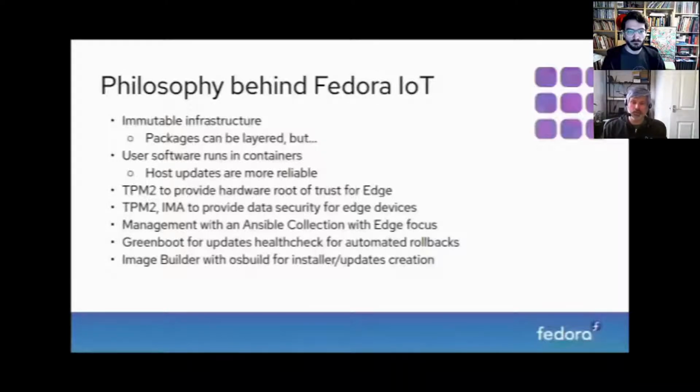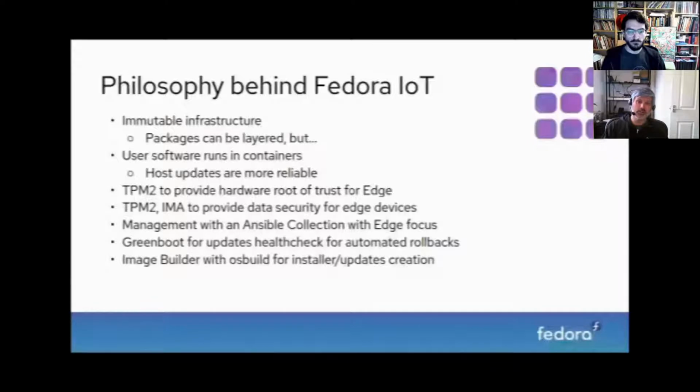Green Boot is a little project for updates and rollbacks. You can set up a set of health checks. So OSTree applies an update and you reboot. And if it doesn't boot, or you can't connect to the network or the update platform or things like that, you can specify points at which it will roll back to the previous version so that you don't end up with a bricked system.